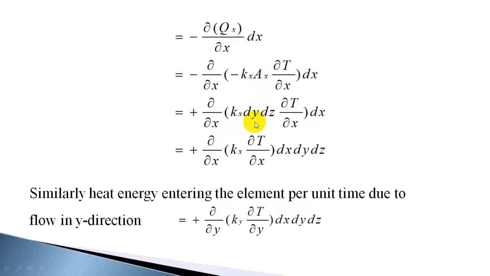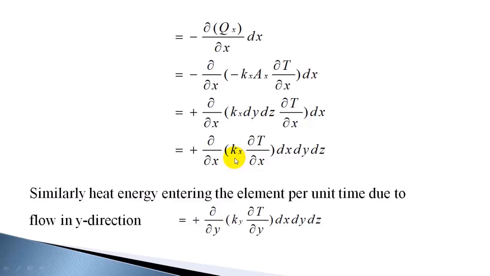So Ax is dy dz. You can replace it by dy dz. So you get the dy dz. If you take it outside, you get ∂/∂x of kx ∂T/∂x into dx dy dz. I am taking that kx as a variable.